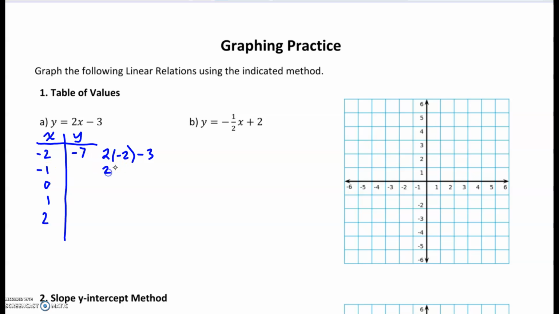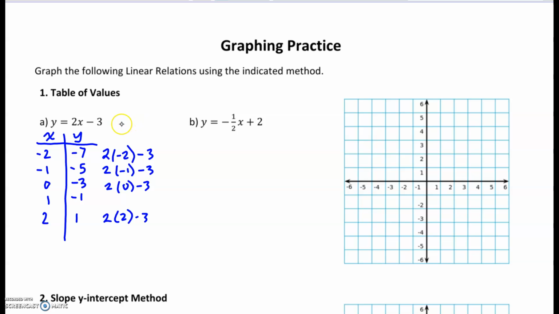Now we'll sub in -1 for x, so 2 times -1 minus 3. That's -2 minus 3, which is -5. We'll sub in 0. 2 times 0 minus 3. 2 times 0 is 0, minus 3 is -3. And I can see the pattern now. I'm going down by 2 each time, so this would be -1, and then this should be a +1. And you can always check by subbing in. 2 times 2 minus 3. 2 times 2 is 4, minus 3 gives me 1.